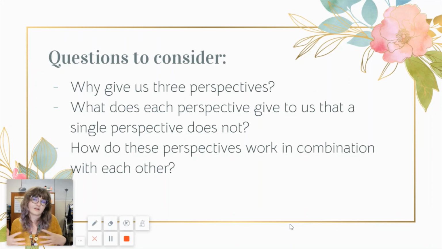When looking at how they work in combination with each other, think about what each perspective is missing. What can Walton not tell us that Frankenstein does? What can Frankenstein not tell us that the creature can tell us? What do these narratives, as we get progressively closer to the center and then zoom back out, add to the story that we didn't have in the first place?